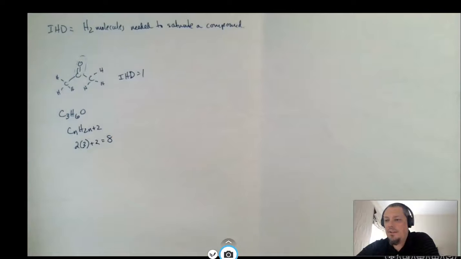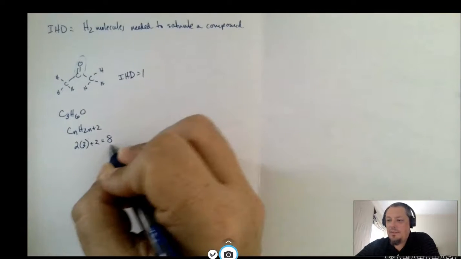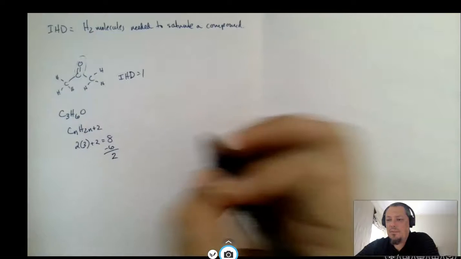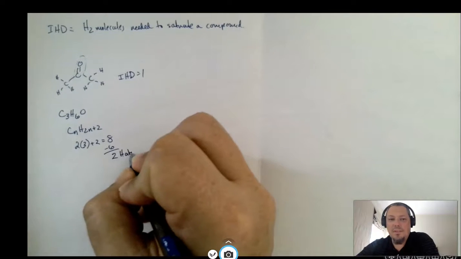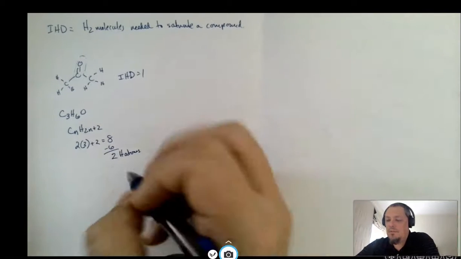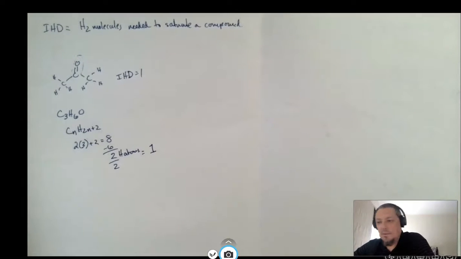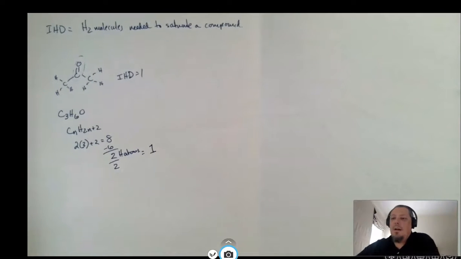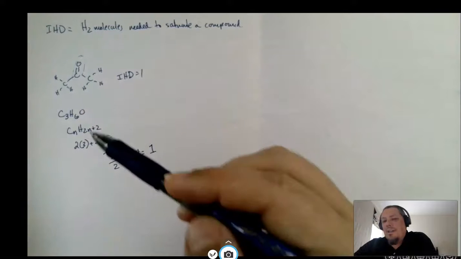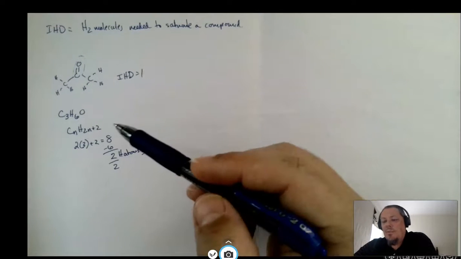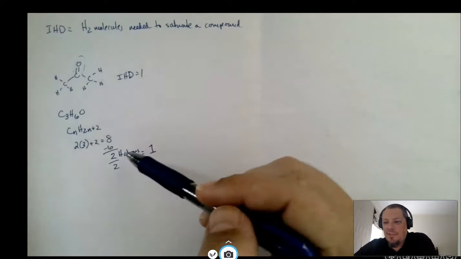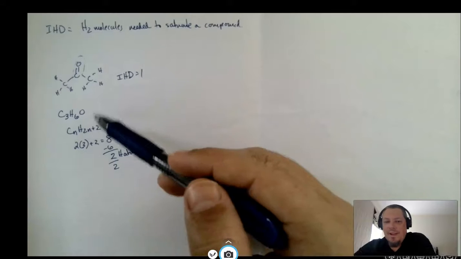There are 6, though, in this compound. So subtract 6, you get 2 hydrogen atoms missing. Divide by 2, that's an IHD of 1 H2 molecule. If we have a nitrogen here, we're going to add 1. If we have a halogen, we're going to treat it like a hydrogen and subtract it.